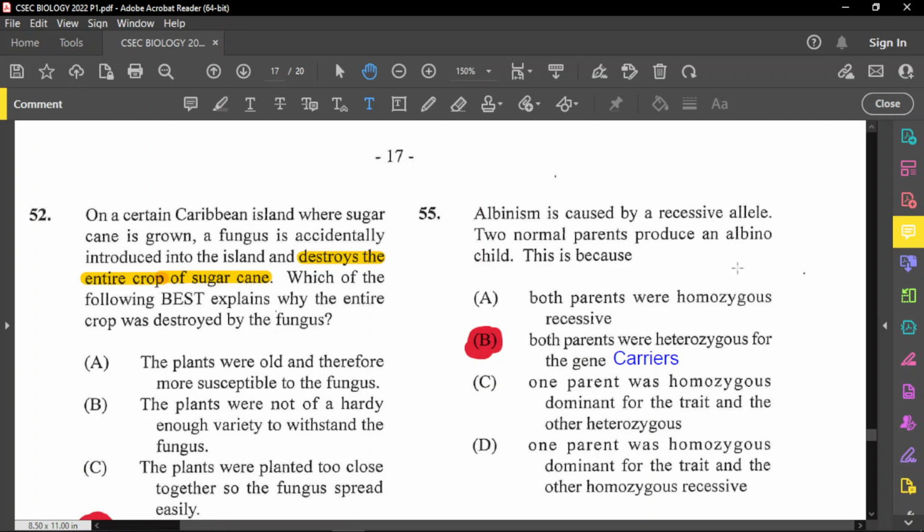And so they're what they call carriers, and carriers are what they call heterozygous parents in terms of recessive diseases. So both would have to be heterozygous. And again, you can do a Punnett square, put up your recessive allele and your normal allele, heterozygous for both. You realize that you have a 25% chance of producing the albino child. All right, so you can use a Punnett square to do that.